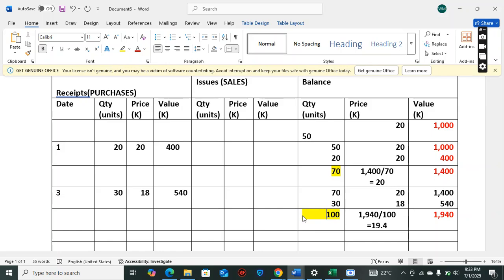So with AVCO, always leave it to two decimal places, okay? Because sometimes you'll get a lot of decimal places. Do not use those many decimal places. Just use two decimal places. It will make your life easier.